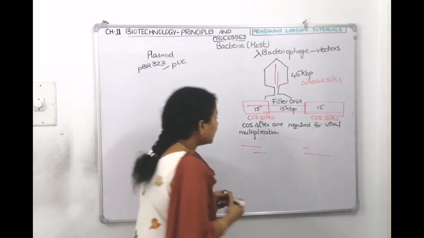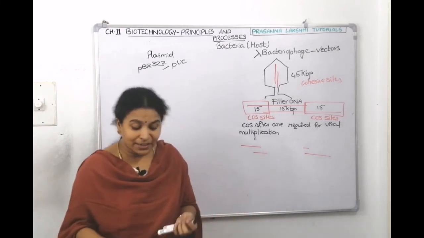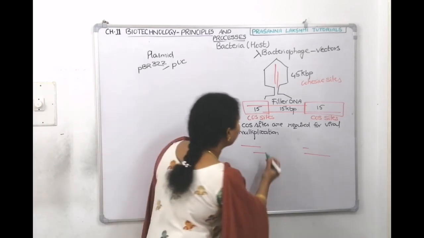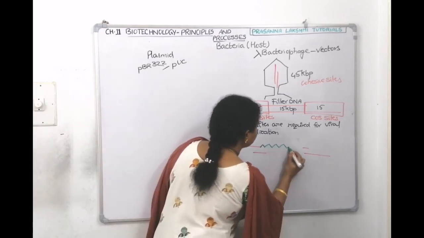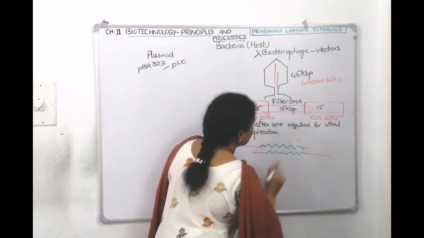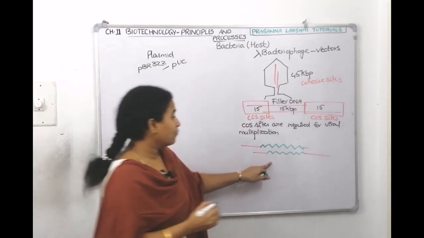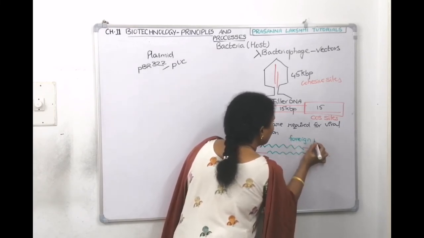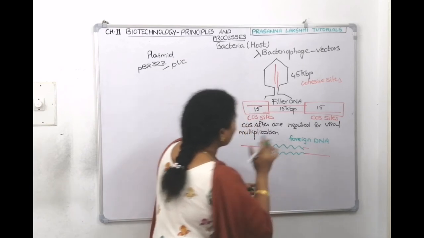This much portion I removed. And in this place, can you bring your desired foreign DNA, which is 15 kilobase pairs? Yeah, bring it. So, this is a foreign DNA. Whatever DNA you want to send into bacteria with the help of virus, this is a foreign DNA.